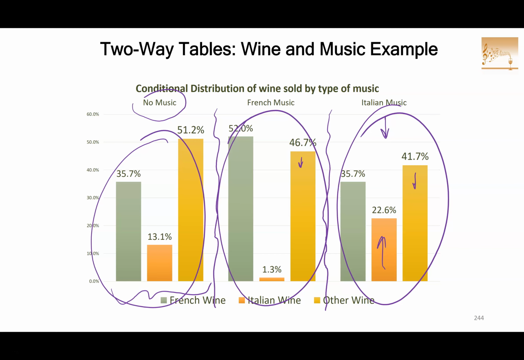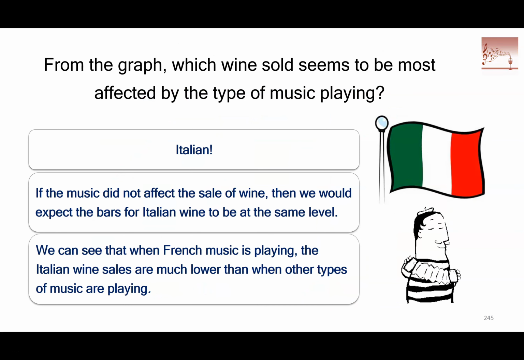Now those distributions would all look the same shape if music had no impact whatsoever. But that does not appear to be the case, at least just visually. So from the graph, which wine sold seems to be most strongly affected? I would argue Italian. When French music is playing, almost no Italian wine is sold. And then when Italian music's playing, the sales for Italian wines go up a lot. So I would argue Italian wines definitely seem to be affected by the music being played.